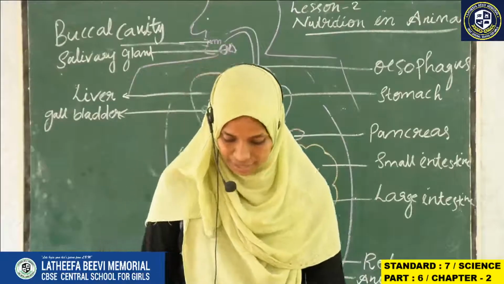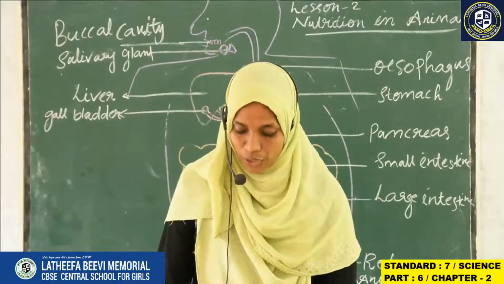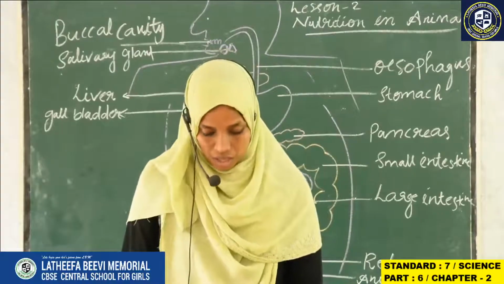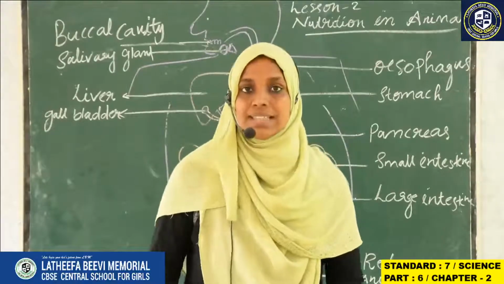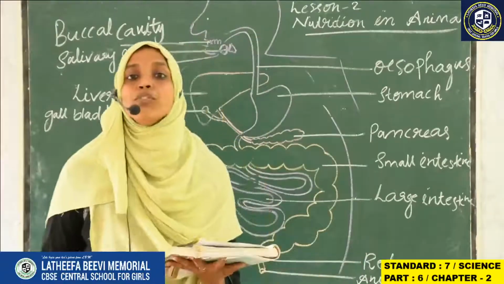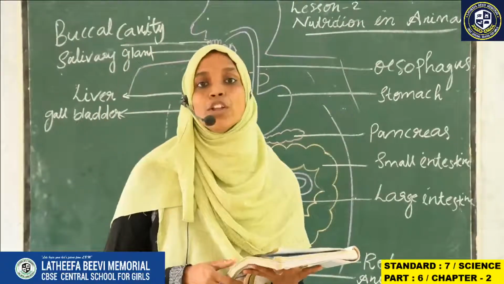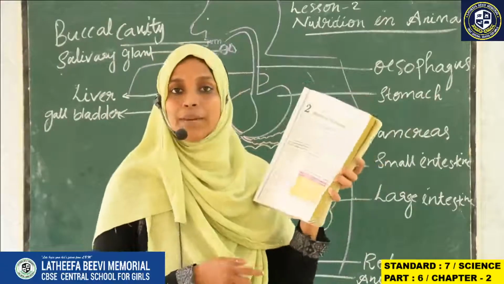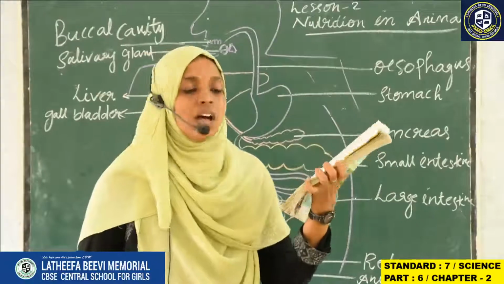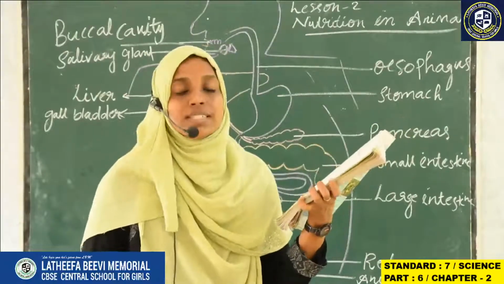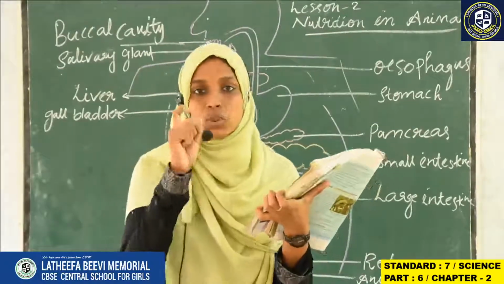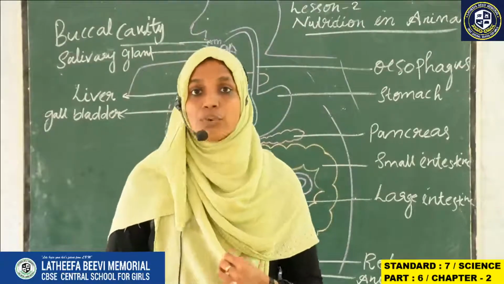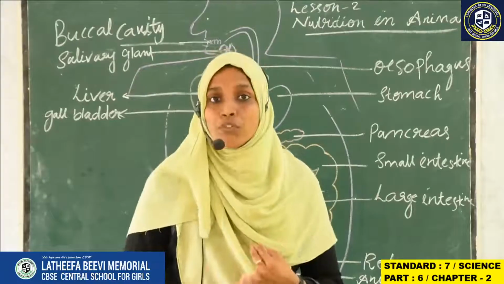In your text there is a table. You can see table 2.1, various modes of feeding. The first animal is the snail. In snail the kind of food is leaves. What is the mode of feeding? The mode of feeding is scraping. ചുരണ്ടുക എന്ന് പറയും, that is scraping. So in snail the kind of food is leaf and the mode of feeding is scraping.